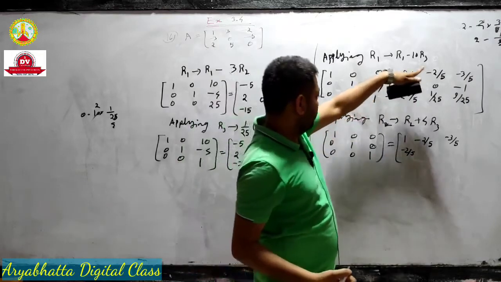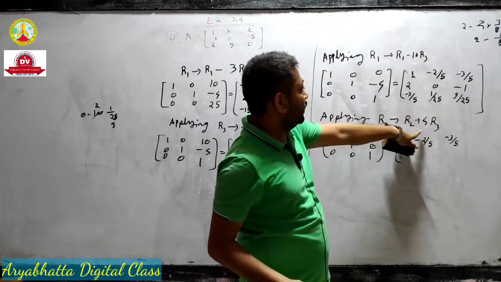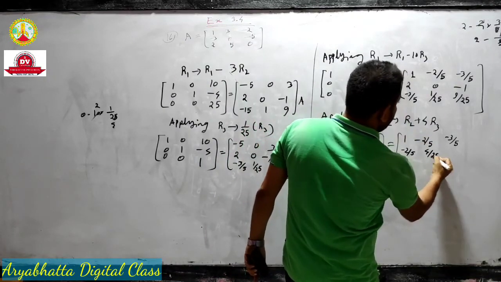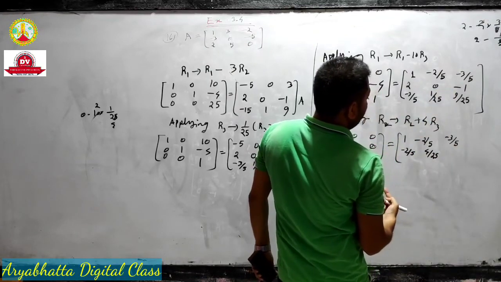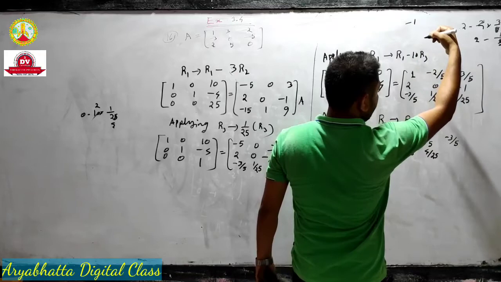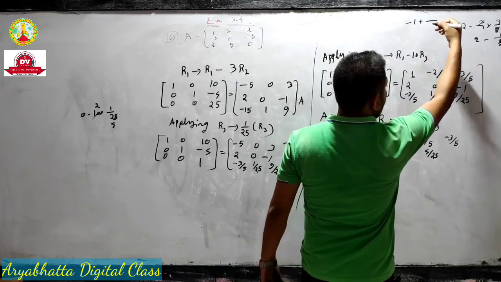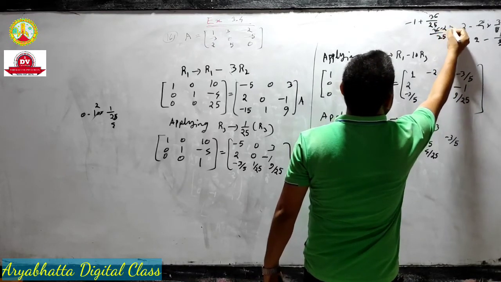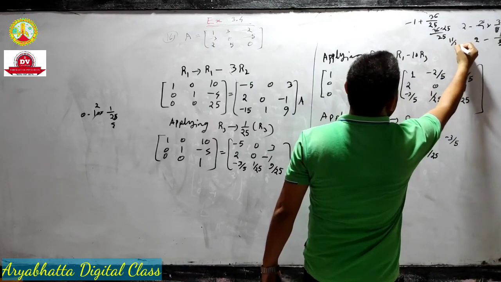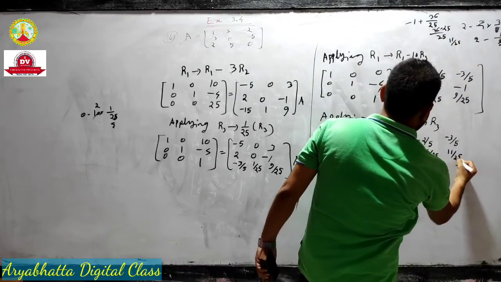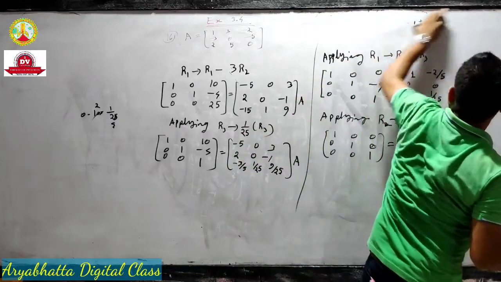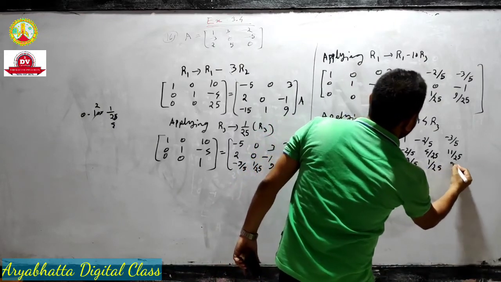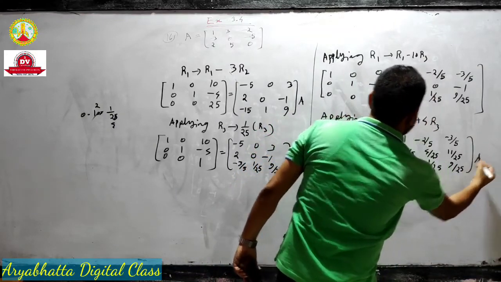For these elements, R2, 0 plus 4 into 1 by 25, 4 by 25. And for these elements, minus 1 into minus 1 plus 4, 9 into 4, 36 divided by 25. This is equal to 36 minus 25, 11 by 25. And the last row, minus 2 by 5, 1 by 25 and 9 by 25 into A.